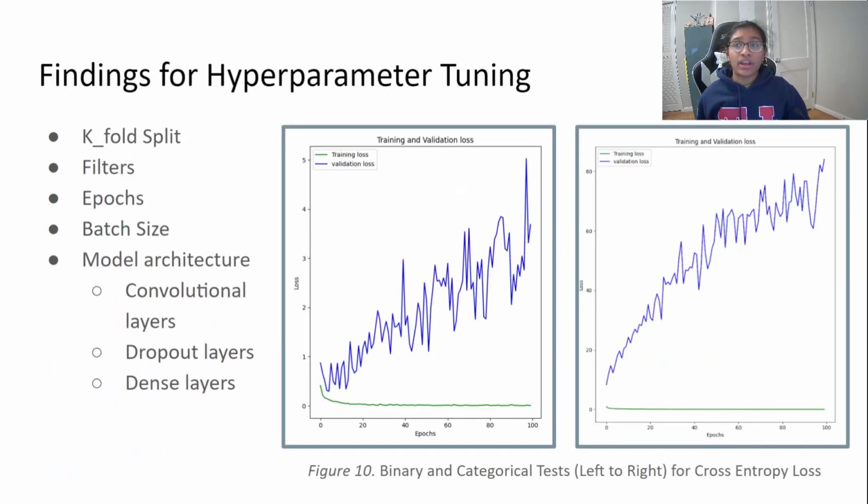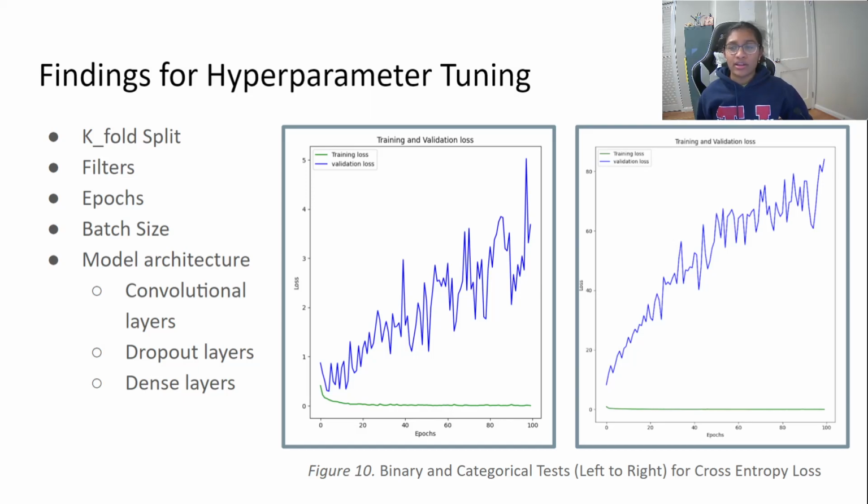Going back to hyperparameter tuning, we focus on the k-fold split, the number of filters, the number of epochs, the batch size, and the model architecture. As we said earlier, the k-fold split is used to validate the model. The number of filters determines how the data is summarized, and as for the number of epochs, as shown in the two graphs shown above, at the 50th epoch for both of them, the graphs began to show erratic behavior instead of acting in a linear fashion. This shows that the model is overfitting, so we chose to lower the number of epochs.